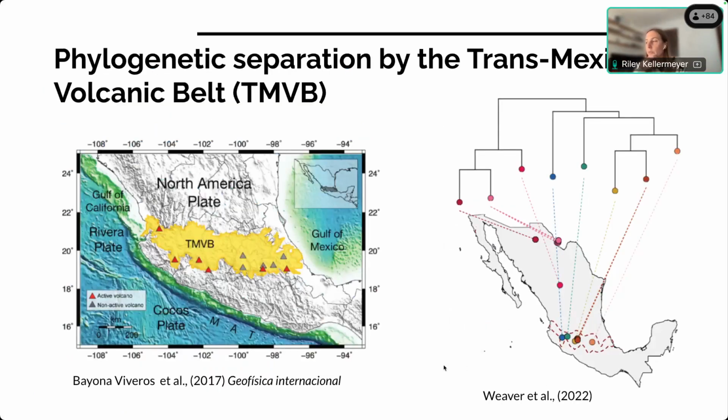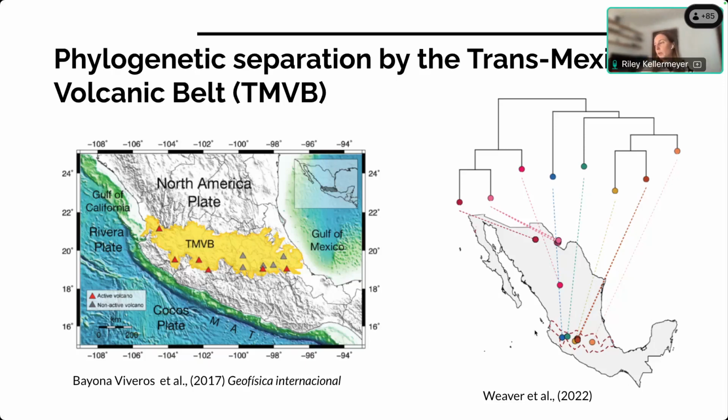So one of the cool things that they found in this paper back in 2022 is that the Trans-Mexican Volcanic Belt, TMVB here, found in Mexico City is around here, is a really substantial geographic barrier for animals, particularly for little turtles. So this is a region that, due to tectonic plate activity and volcanoes, active and non-active, there's substantial elevation changes that happen along this region. For example, I think Mexico City is somewhere between 7 and 8,000 feet in elevation.